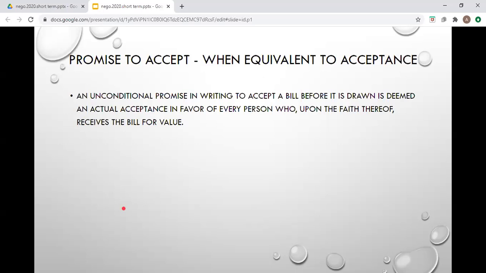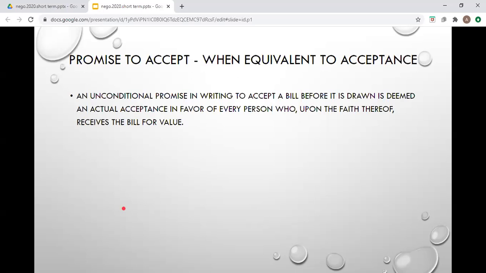Promise to accept, when it is equivalent to an acceptance. Di ba sabi natin doon sa presentment for acceptance, presentment for acceptance shall be made before the due date of the instrument. Correct? Now, sinabi rin natin dito kanina that the drawee can accept the instrument within 24 hours. But that if he will fail to accept it within 24 hours, then the instrument is now considered to have been constructively accepted by him.